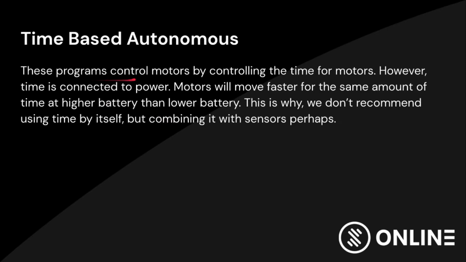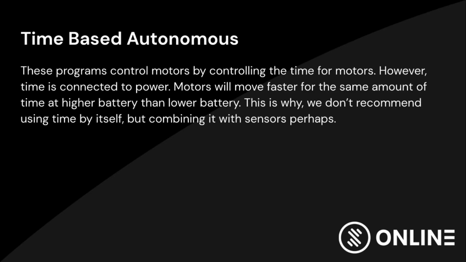So these programs control the motors by controlling the time for each motor. But time is connected to power. So the motors will move faster for the same amount of time at a higher battery than a lower battery. So that's why I don't recommend using time by itself, but combining it with sensors and stuff like that. So, like I said, if you are testing your robot with time, and it's running perfectly every time, and you're at 12, 11 volts, and then the next day you come back to work on your robot, you charge your batteries overnight, it's at 14, 15. If you run the code, it will not be anywhere near the same under time.